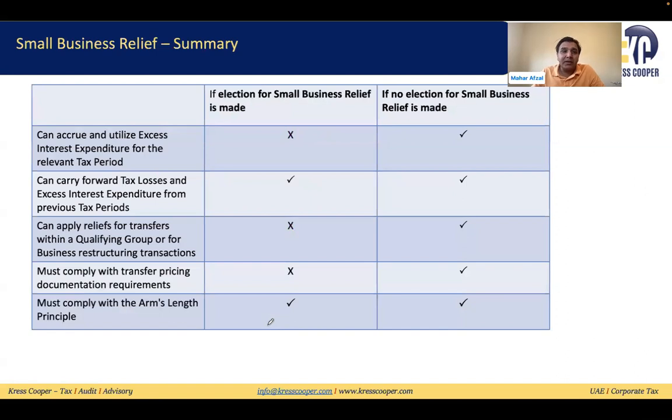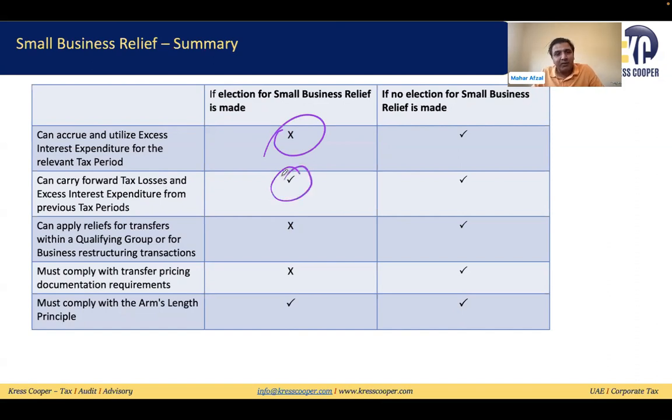Can accrue and utilize excess interest? No, they can't do this. Carry forward tax loss and excess interest expenditure from the previous period? Yes, previous period they can carry forward. We'll discuss in our coming slide.